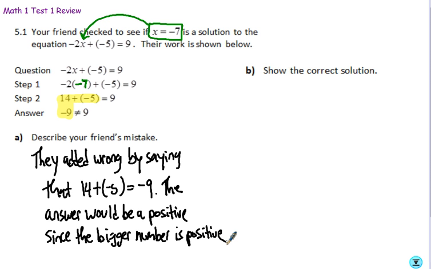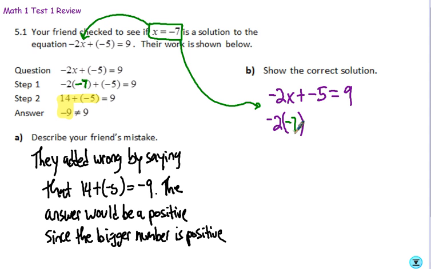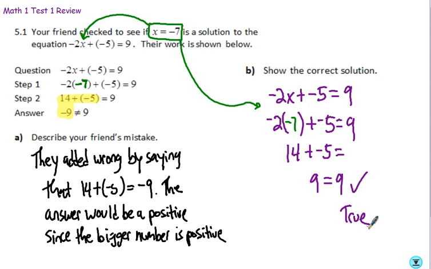So what would that look like if we actually solved it correctly? To show the correct work, let's say -2x plus -5 is equal to 9. So -2, and then let's plug in our -7, plus -5. So we have 14 plus -5. 14 plus -5 is equal to 9. 9 equals 9. That is a true statement, right? So they were thinking, hey, I got the wrong answer because -9 is not equal to a +9. That's false. But that's because they made that mistake there.